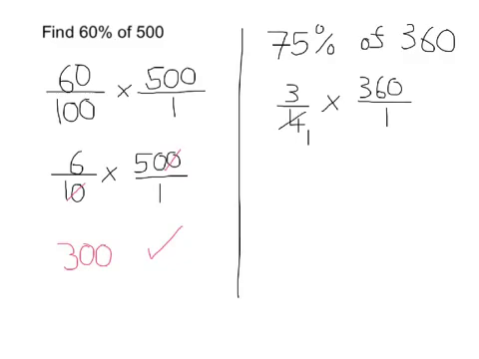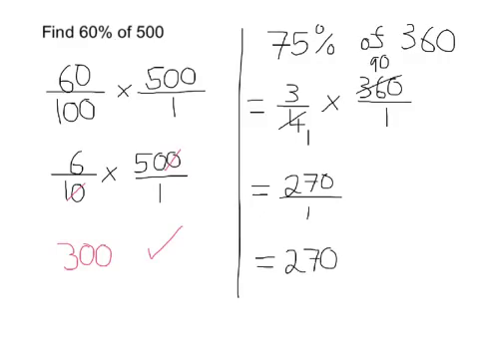4 divided by 4 is 1, 360 divided by 4 is going to be 90, so we now just are left with 3 times 90, which is 270 over 1, which is the same thing as 270. So 75% of 360 is 270.